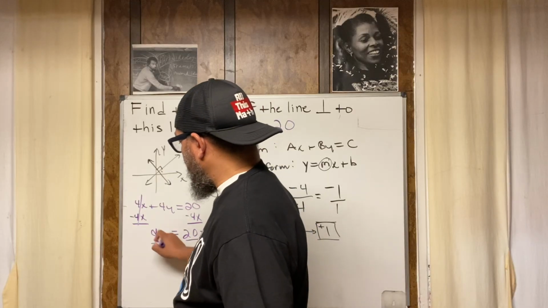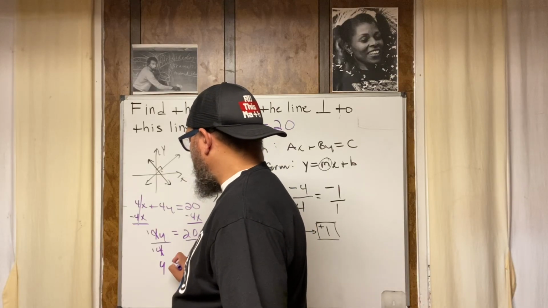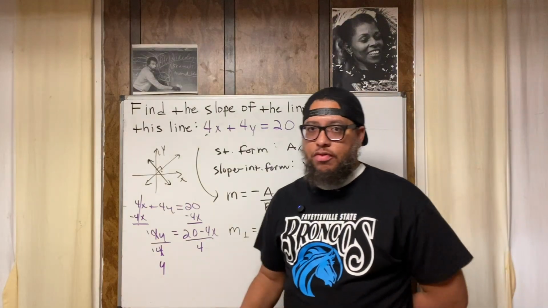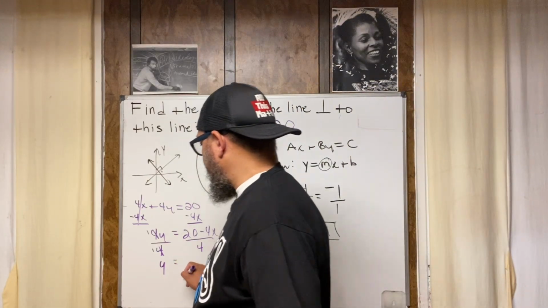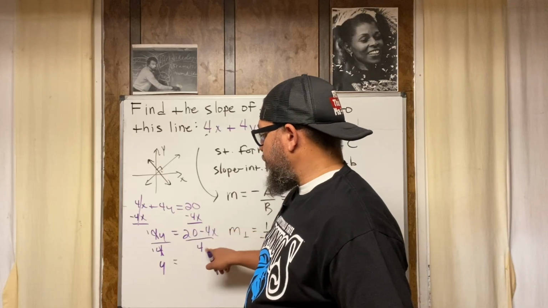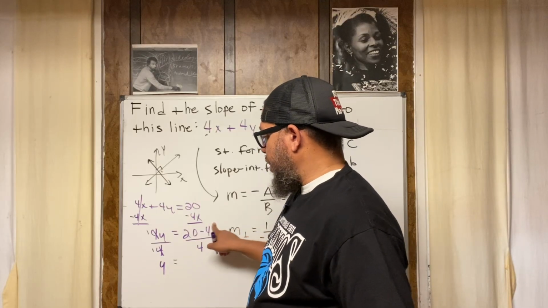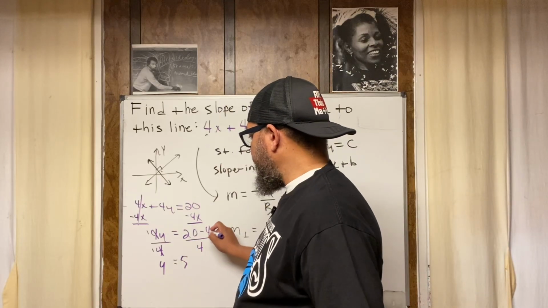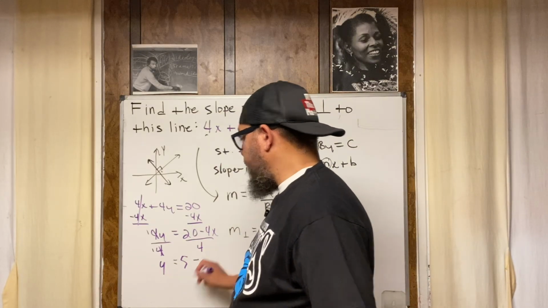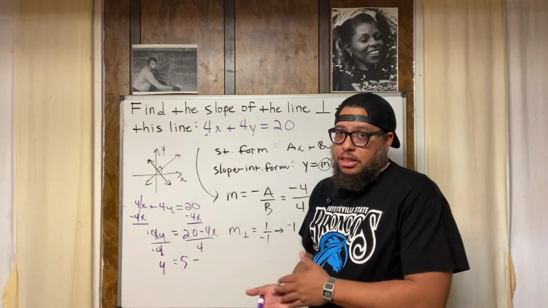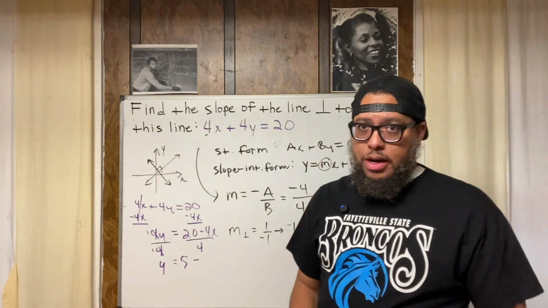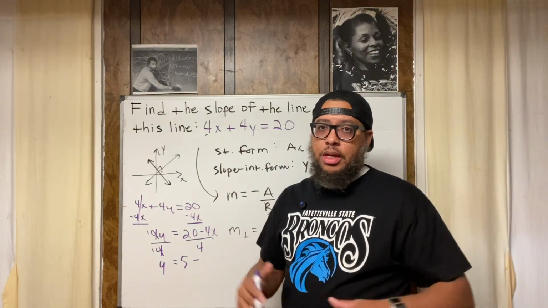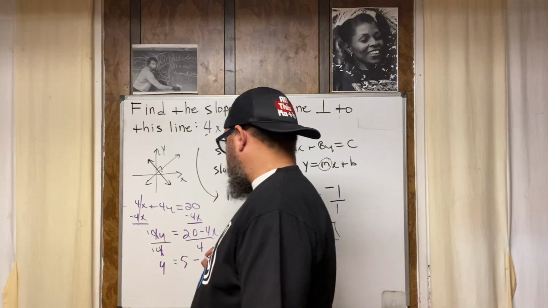So 4 divided by 4 is 1. So that's 1y. 1y is the same thing as y. We don't need to write 1 when it's our coefficient, right? So over here, each of these terms gets divided by 4. So we do 20 divided by 4, which is 5. Then we do negative 4 divided by 4, which is negative 1. But again, when your coefficient is positive 1 or negative 1, we don't need to write the 1. So I just write minus x.